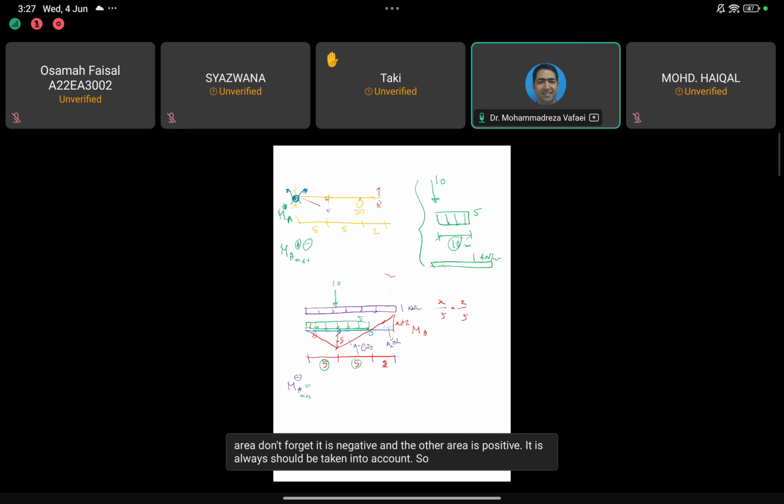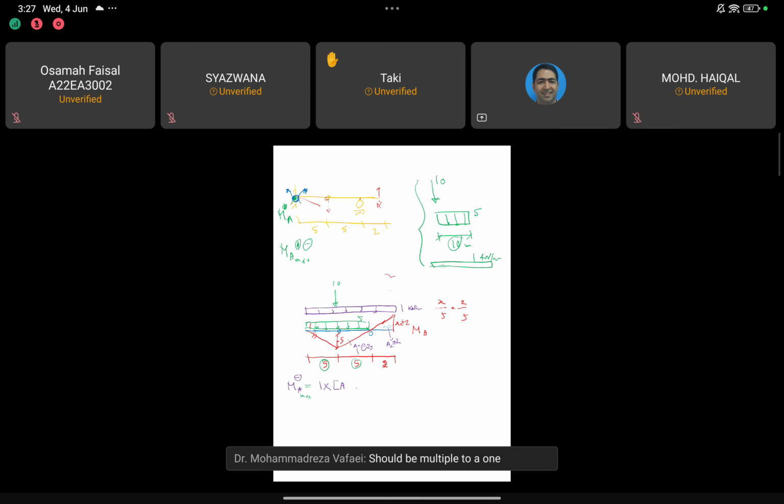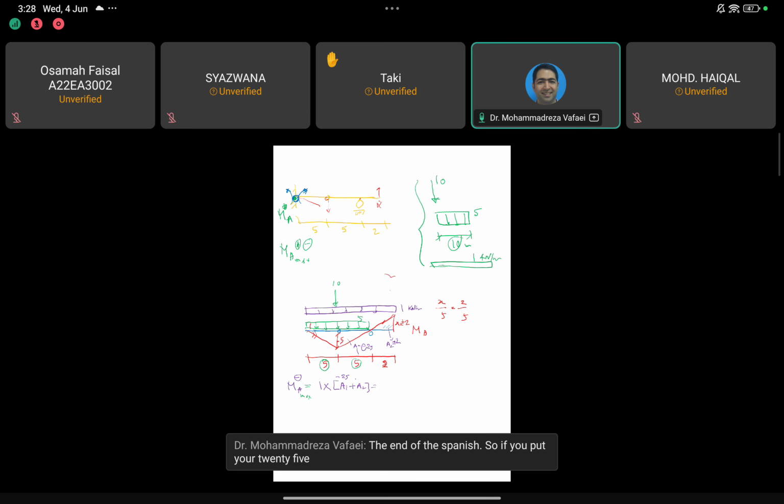It should always be taken into account. So if you want to calculate the effect of self-weight, this 1 kilonewton per meter should be multiplied by A1 plus A2, the 2 areas that we have, because it is from beginning until the end of the span. So if you put here negative 25 plus 2, you have negative 23. So the area totally becomes negative 23. Multiplied by 1 becomes negative 23.